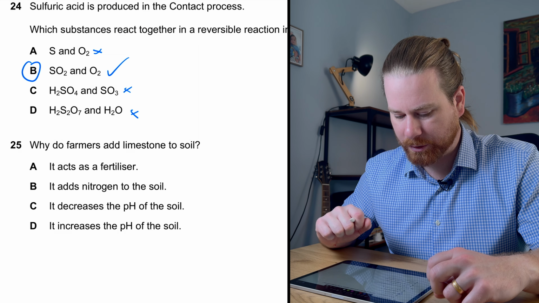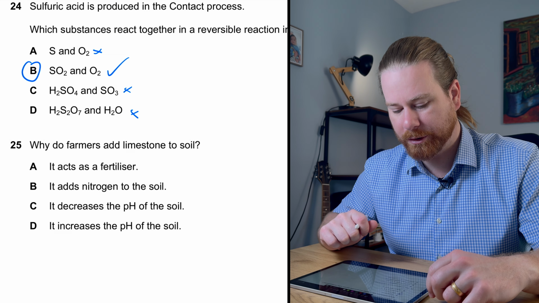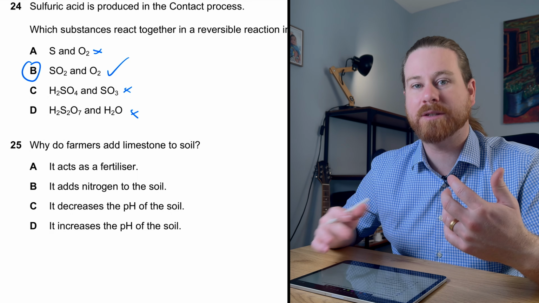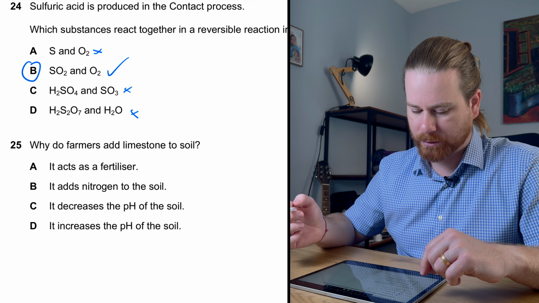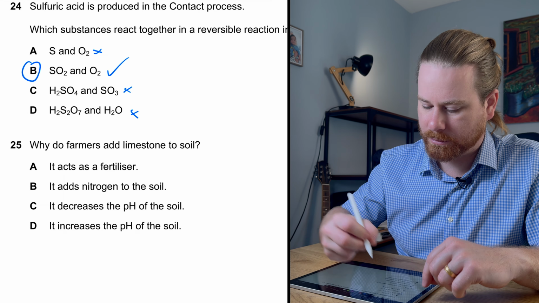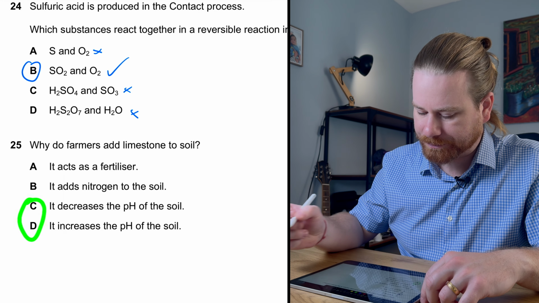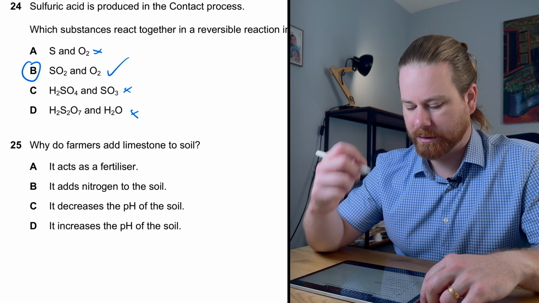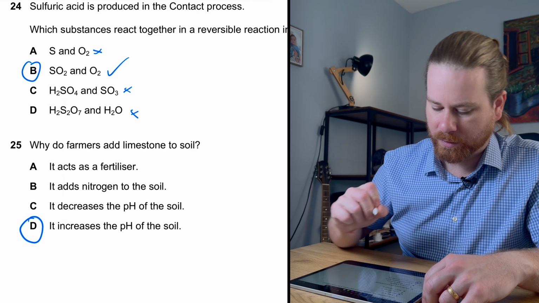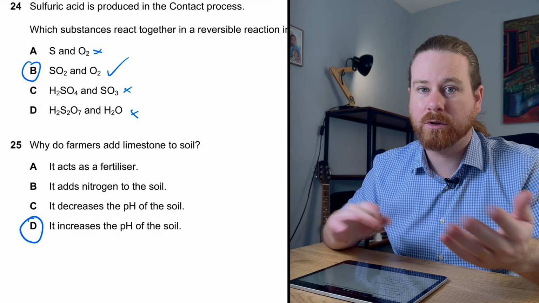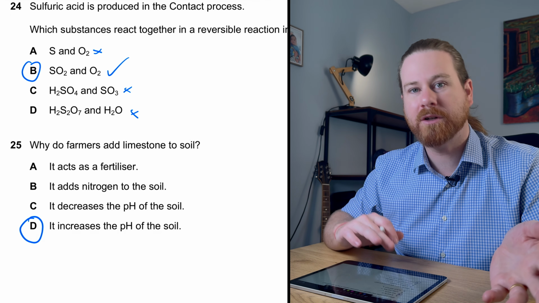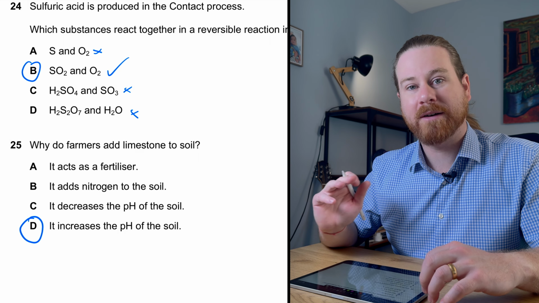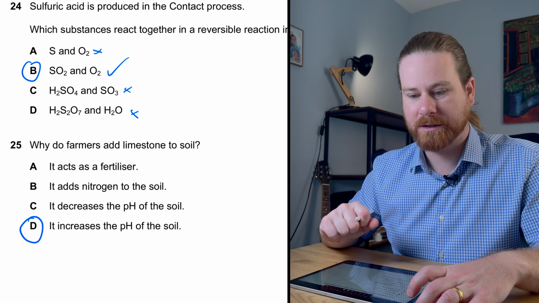So why do farmers add limestone to soil? So again, we need to be thinking, what is limestone? So limestone is a base. So it has to be either these two, because that's talking about pH. So what do bases do? Well, they increase the pH of the soil. So if the soil is slightly too acidic, around 4 or 5, then you add the limestone, and it brings the pH back up to 7. All right, now let's head over to our next set of questions.